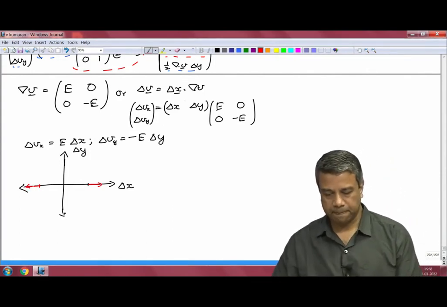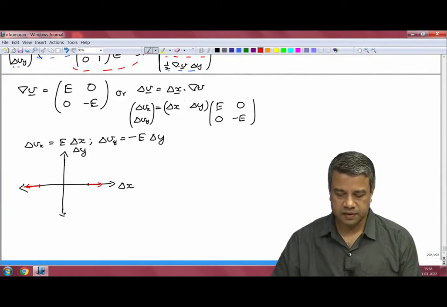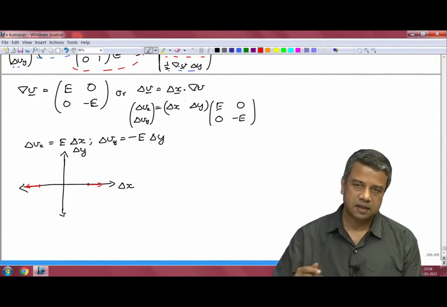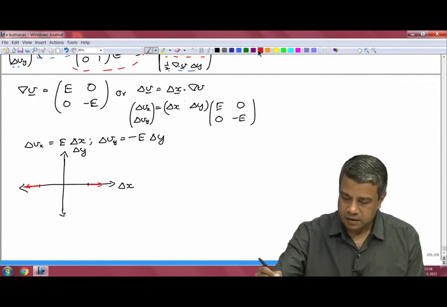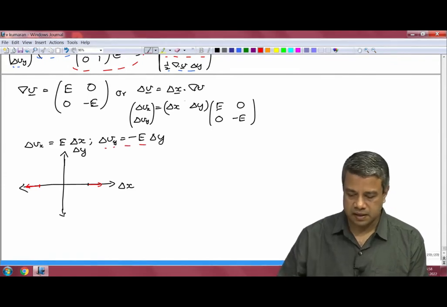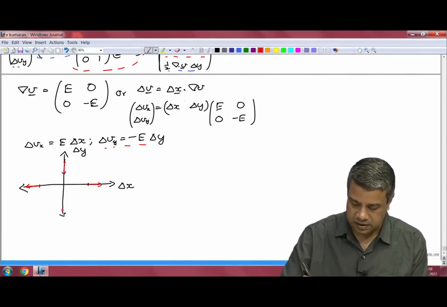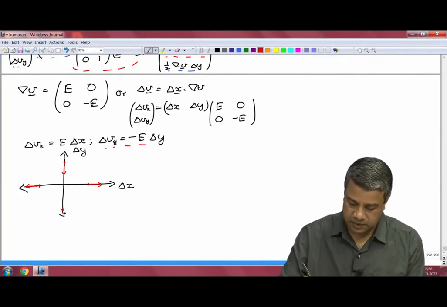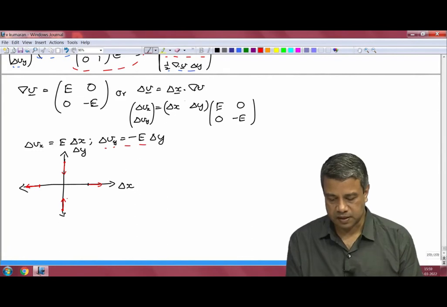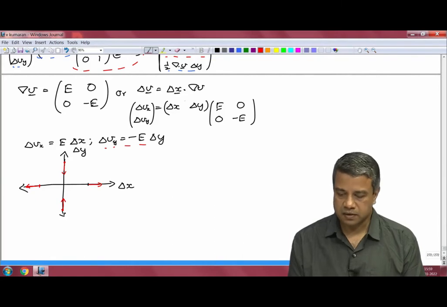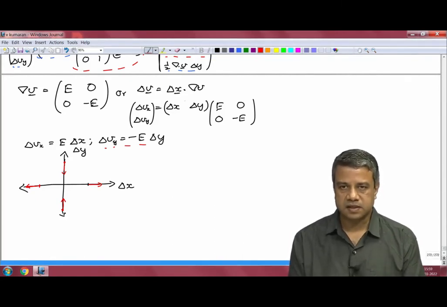So, the velocity at this point will be in the negative x direction. These are the relative velocities relative to the center point at locations on the x axis at plus delta x and minus delta x. For the y axis it is equal to minus E times delta y. So, the velocity at this location will be in the negative y direction. The velocity in this direction where delta y is negative will be in the plus y direction. It has the same magnitude E. So, this is the kind of deformation due to the symmetric traceless part of the rate of deformation tensor.